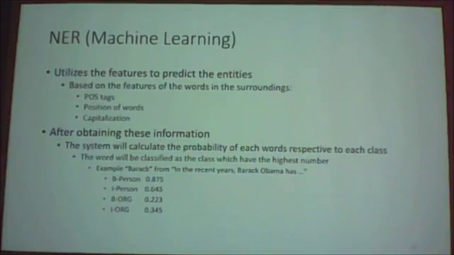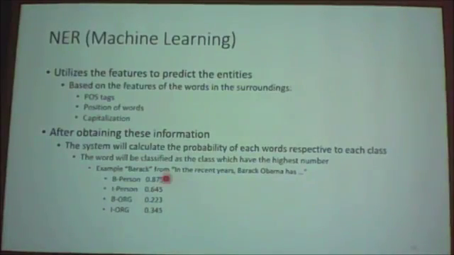So machine learning. For machine learning, it utilizes the features to infer whether something is an entity or not. By features, I mean the features of the words in the surrounding. The input features differ from system to system according to each design. These are some of the basic features like POS, text, the position of the words. There are also a lot of other features which can be used. After obtaining this information, the system will calculate the probability of each word with respect to each class.